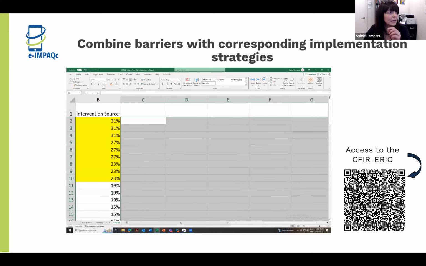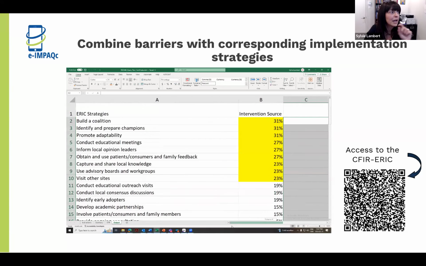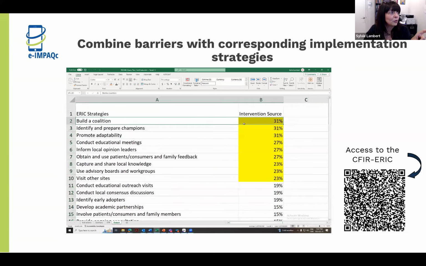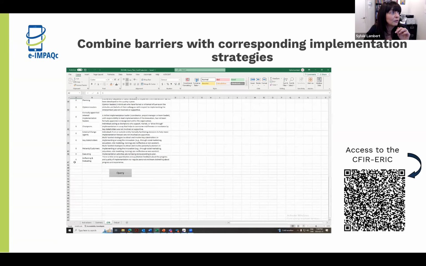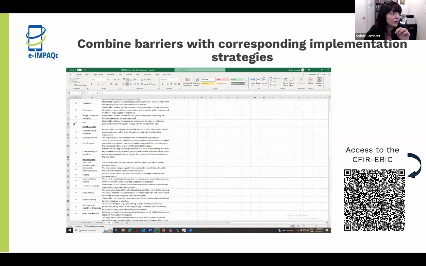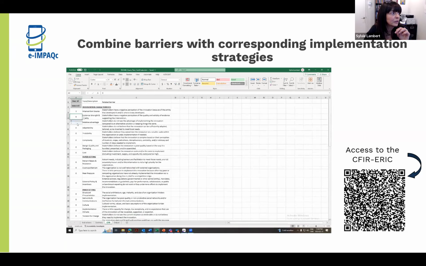So what you do is select your barrier, and then it tells you which implementation strategies you should be using, with the level of evidence behind each. So if we take the barrier that I was talking about earlier, wait, is it clicking for you? Are you seeing it okay, Dan, or do you see it with the delay? Okay.